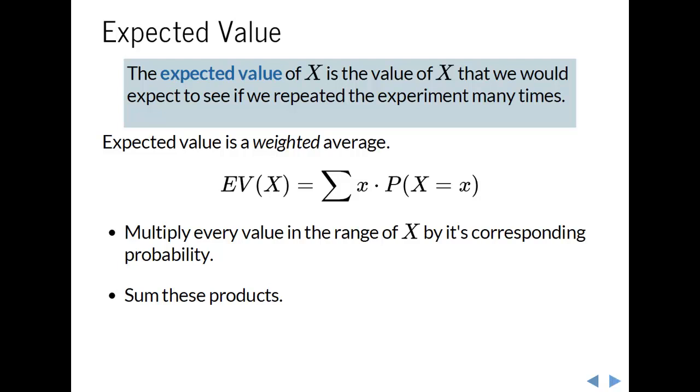The formula for expected value is shown here by this summation. To compute it, we would multiply every value in the range of the random variable by its corresponding probability, and then we would sum up these products. Let's look at an example.